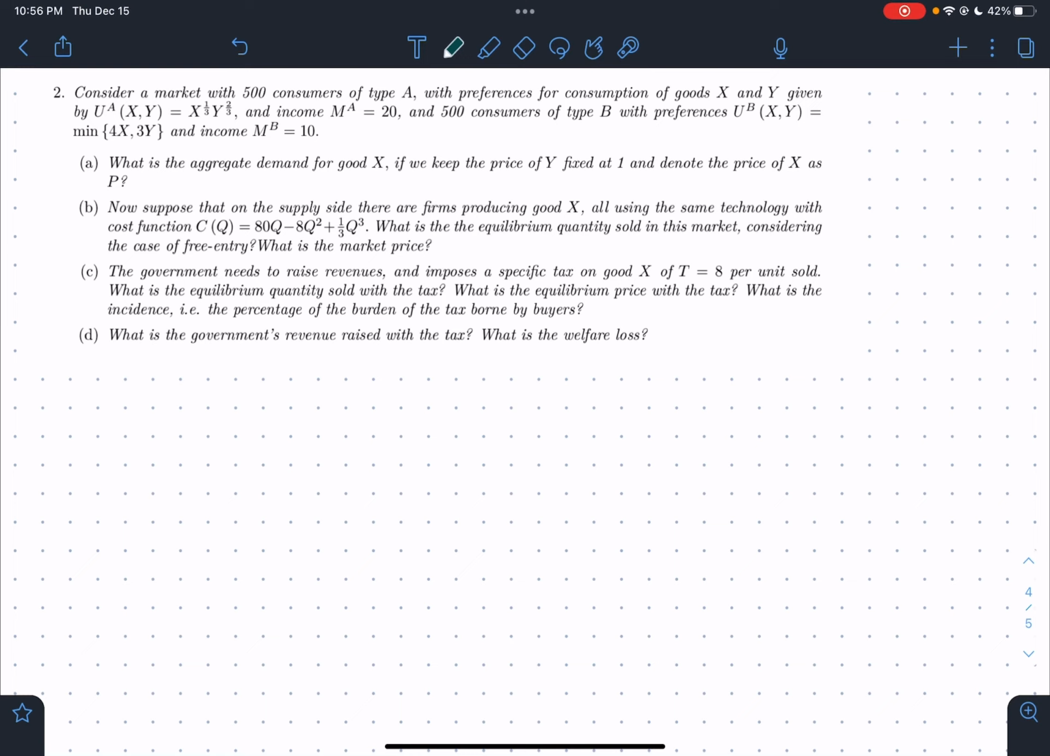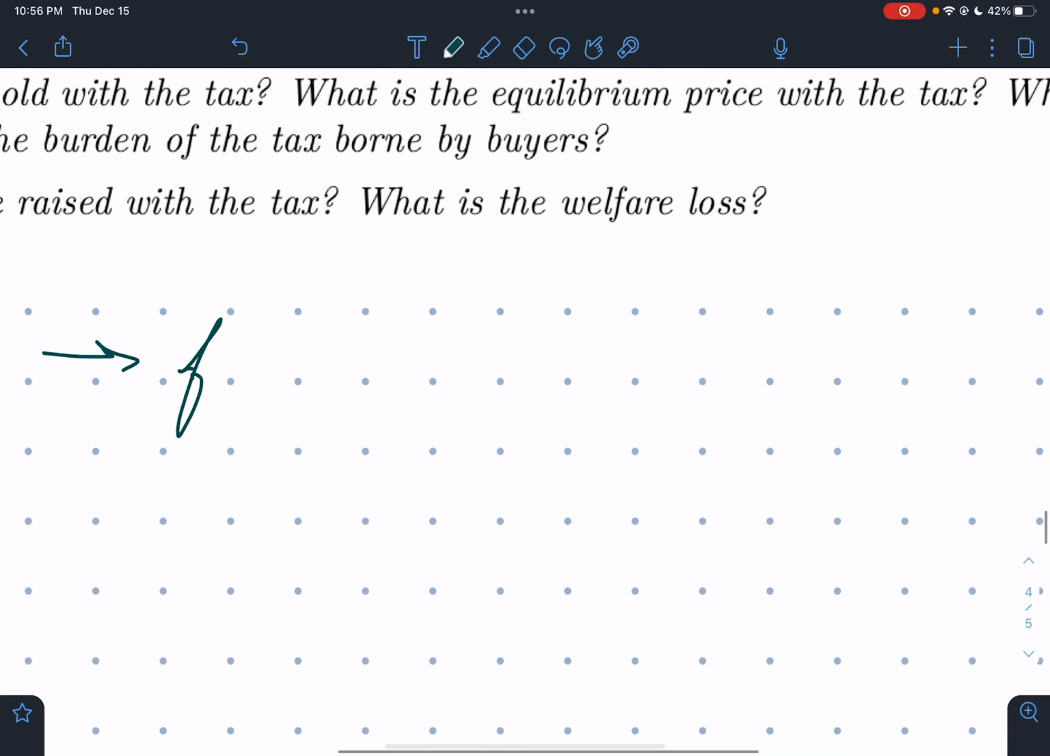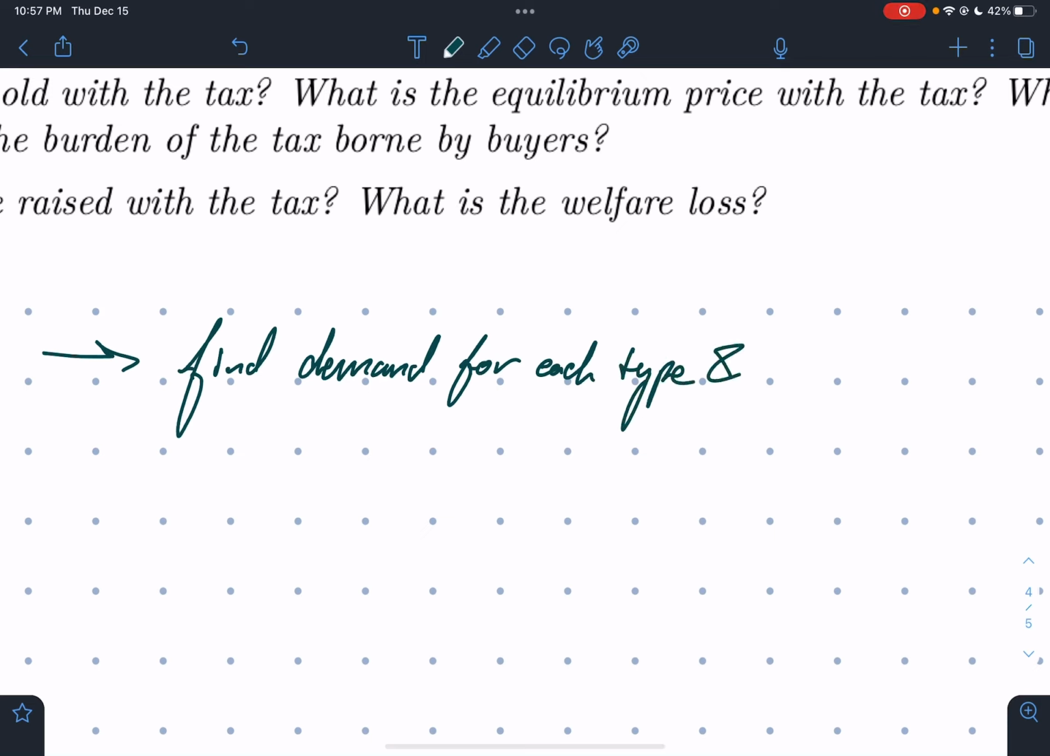So what we're going to do first here is find the aggregate demand for x, given the price of y is 1, and we're going to denote the price of x as p. Okay, so for part A, just find aggregate demand. So find demand for each type, and just add them.